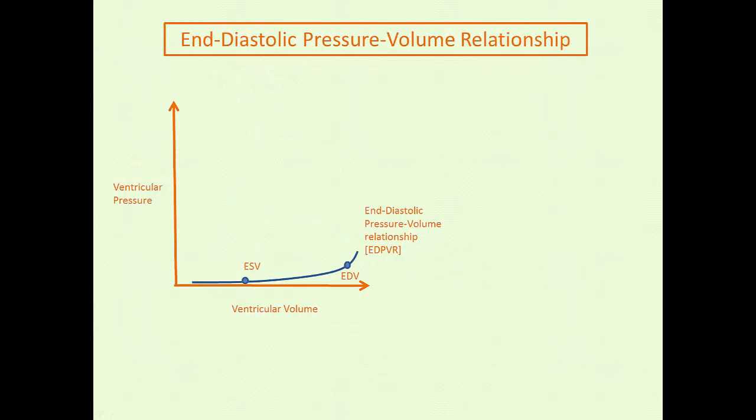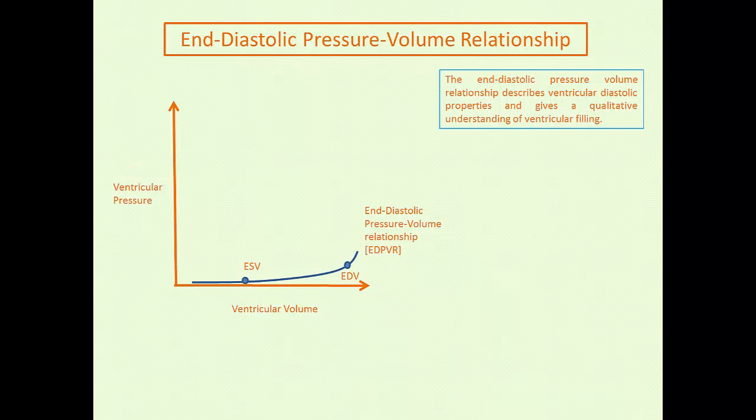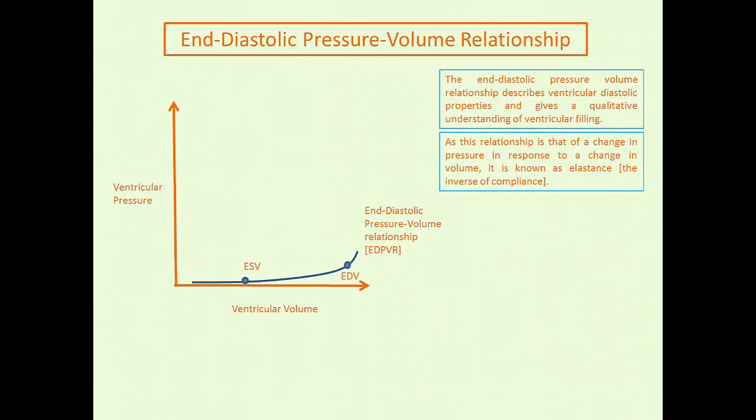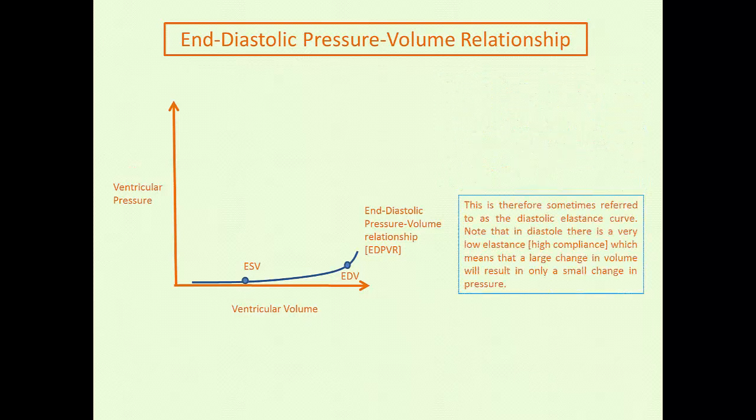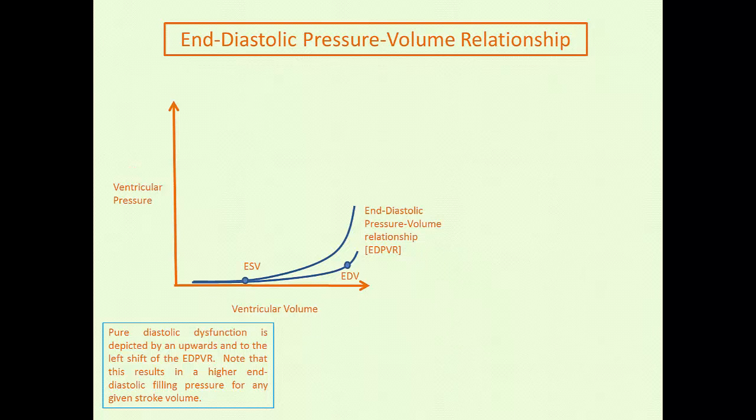So let's talk a little bit more about the end-diastolic pressure-volume relationship. As we just saw, it describes the diastolic properties of the ventricle, and here we're talking about the left ventricle. It's a change in pressure in response to a change in volume, and this is known as elastance, which, as we talked about in Chapter 1, is the inverse of compliance. So it's sometimes referred to as the diastolic elastance curve. You can see that in diastole there is very low elastance, or high compliance. It's very distensible and stretchy, which means that you can have very large changes in volume with very small changes in pressure.